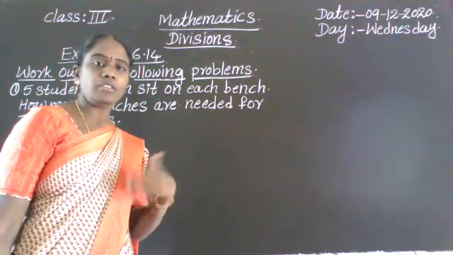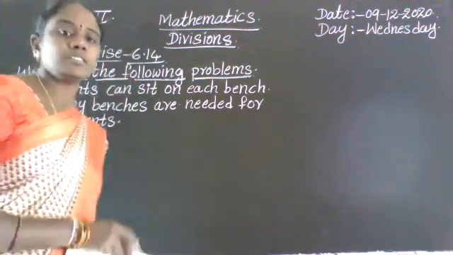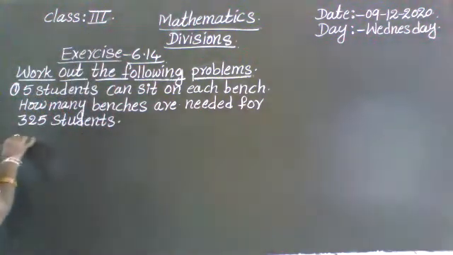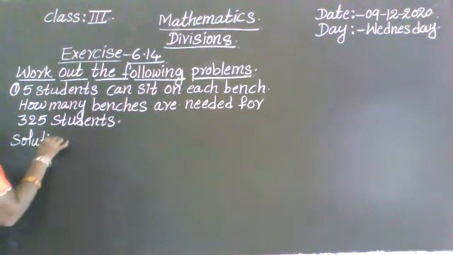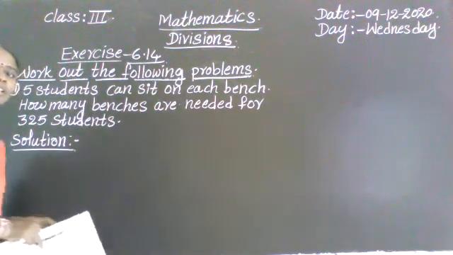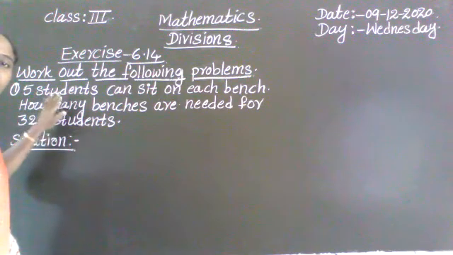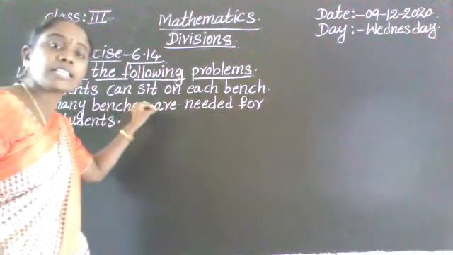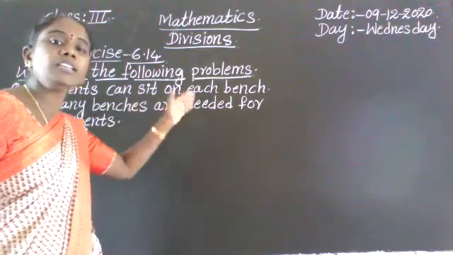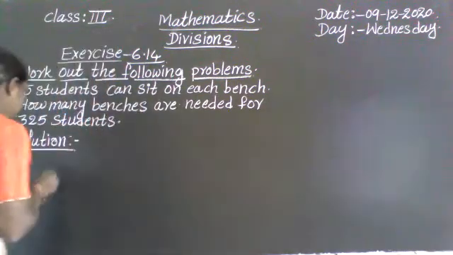How can we solve? With division. First, how can we write the statement? First read the question and understand the problem. What is 5 students? Number of students that can sit on each bench. How many students? 5. First step.